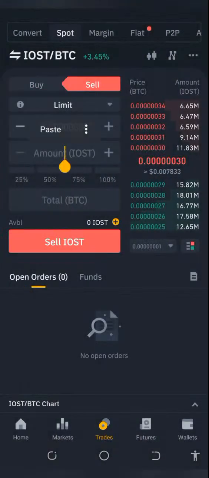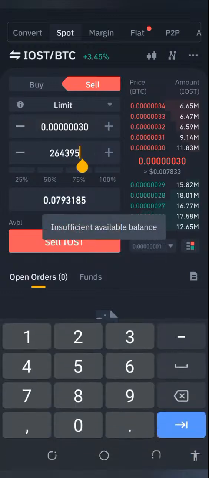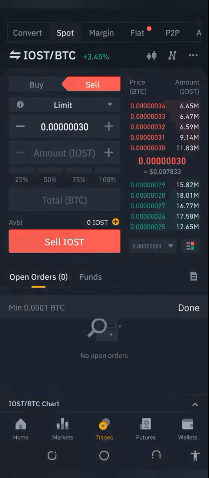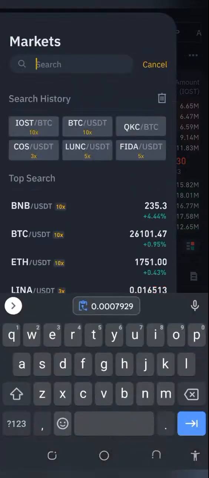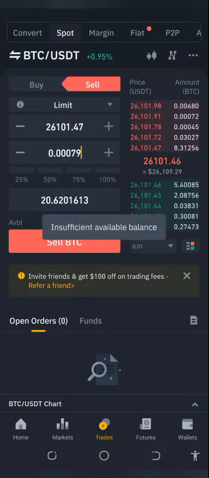Now let's paste that in here. Now you can see what I'm talking about. You have to delete the last 3 digits after the decimal point. So we were able to get 0.007929. Looks like that's good. Let's cut that and quickly see how we're going to sell this to BTC, and sell this to USDT. Ooh, so we have 20.62.